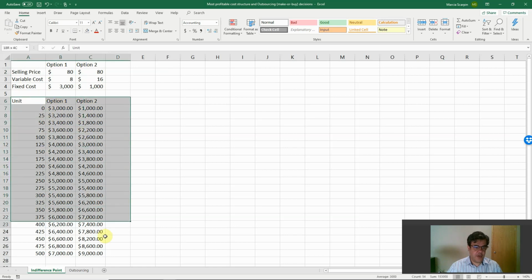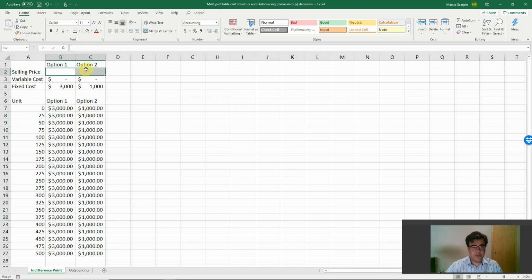First of all, we have some data here, some units, and then how much the total cost of both options. And here we don't consider the selling price, so it doesn't matter for us, only to find our variable cost. The first one, 10% of our selling price. The second one, 20% of our selling price.